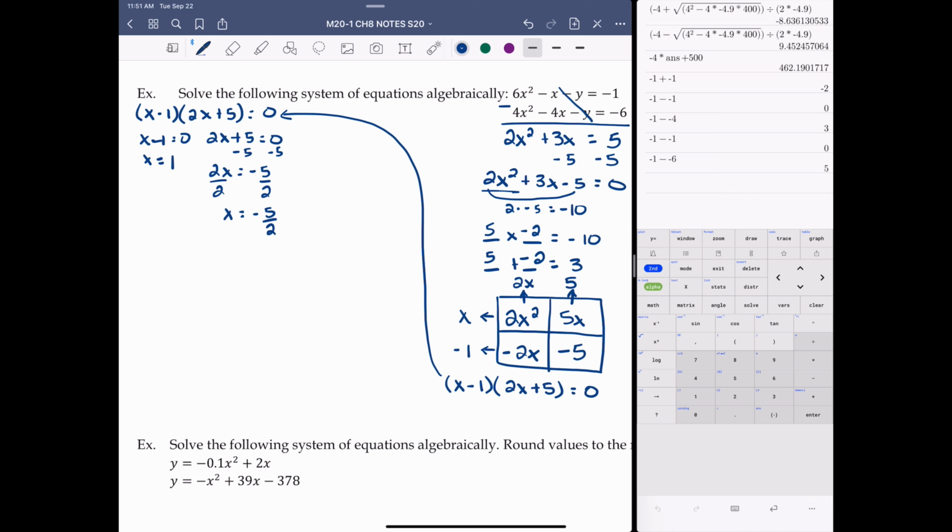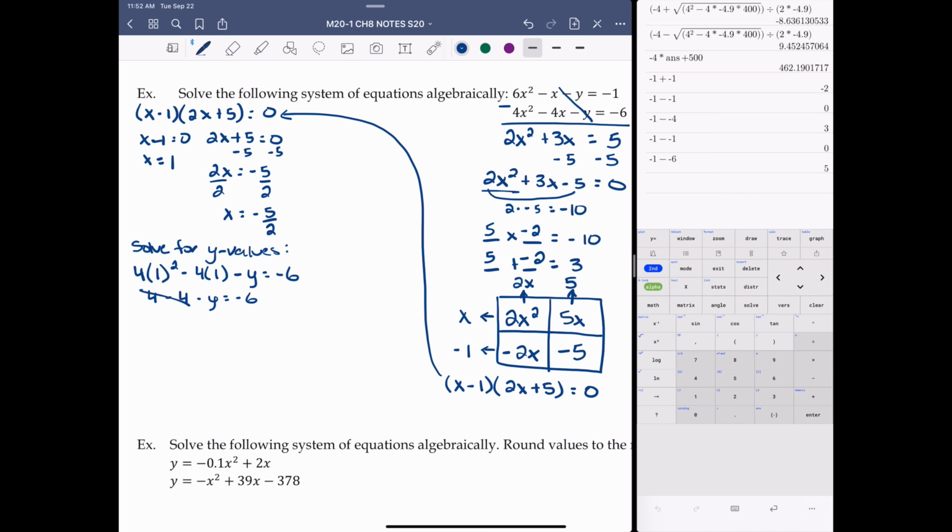Those are our x values. Now we need to solve for our y values. We're going to sub our x values into one of our equations and solve for y. I'm going to go with the second equation, 4x squared minus 4x minus y equals negative 6. No reason, just picking that one. I'm going to sub in my first x value, which is 1. So 4 times 1 squared minus 4 times 1 minus y equals negative 6. 1 squared is 1, so the first term is just 4. Second term is negative 4, minus y equals negative 6.